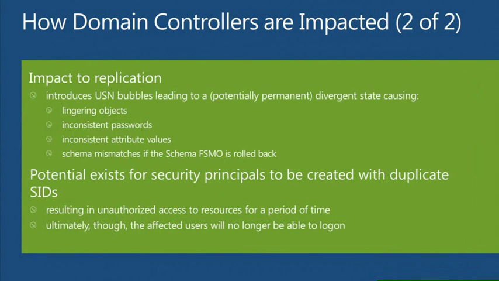So again, in summary, 2 problems. First, USN bubbles with respect to the impact on replication, where data diverges across all your domain controllers. And the second is that you will get into a place where you have security principals that are being reused, using the same RID and having the same security identifier, leading to a series of impactful conditions for your end users.